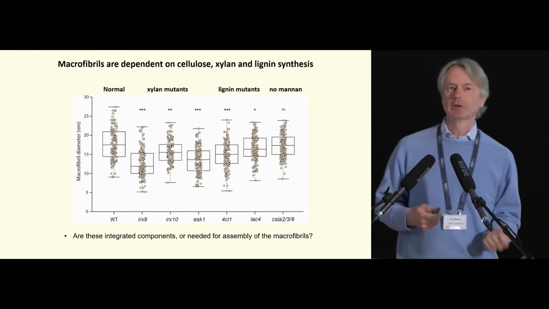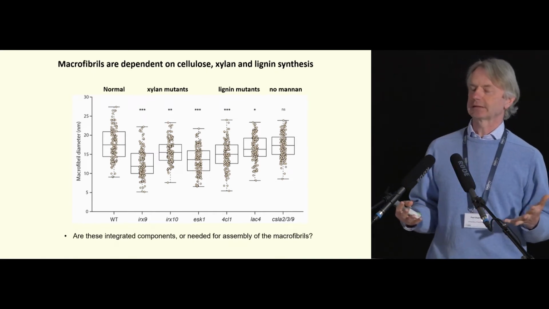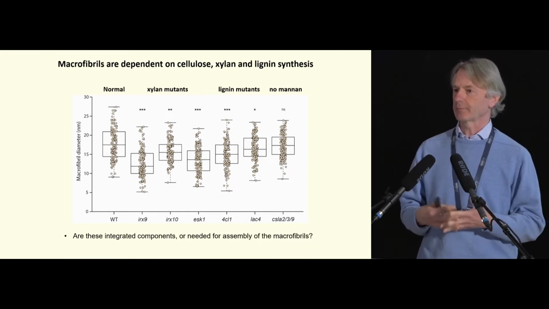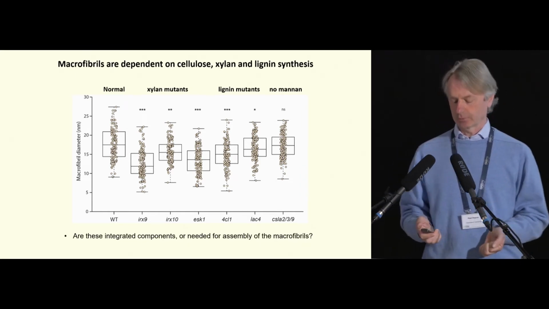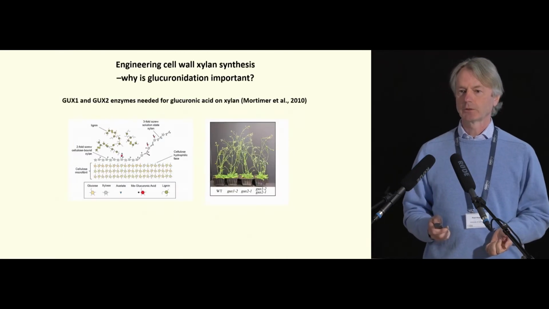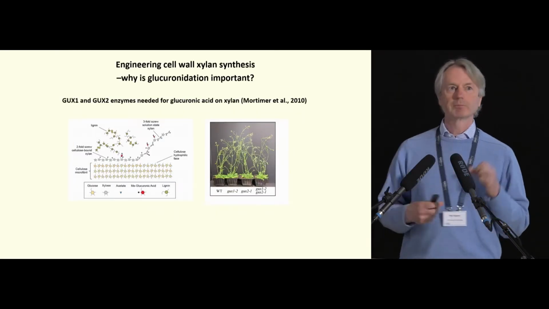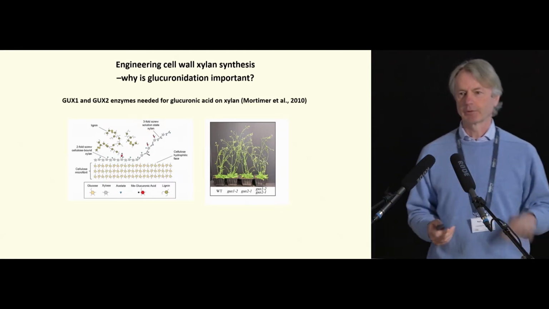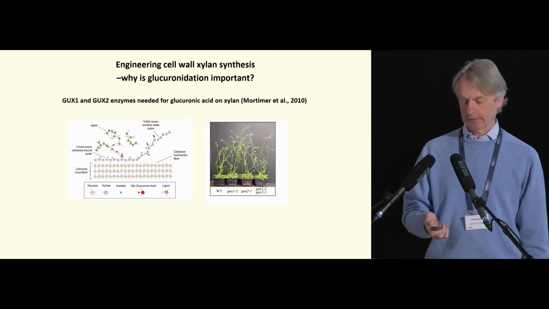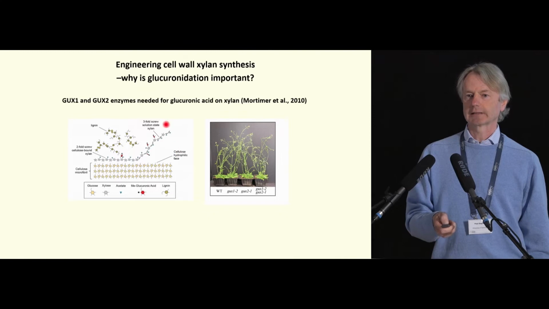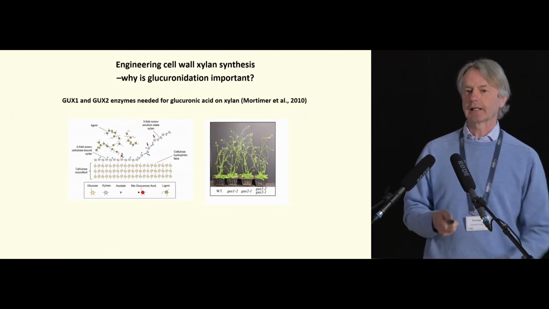And that raises many more questions. Is it simply a coating on the outside of these macrofibrils, or are they somehow inside the macrofibrils? Why is the diameter smaller? We've been doing more specific manipulations of the polymers to try to get at this point. The first manipulation I'd like to emphasize is the question of adding glucuronic acid, or glucuronidation, to the xylan.